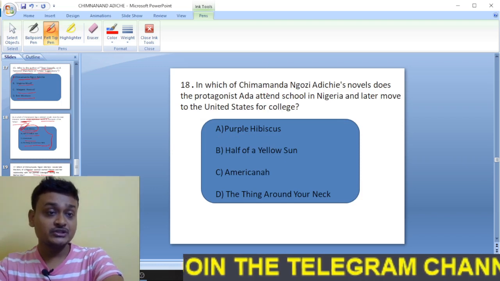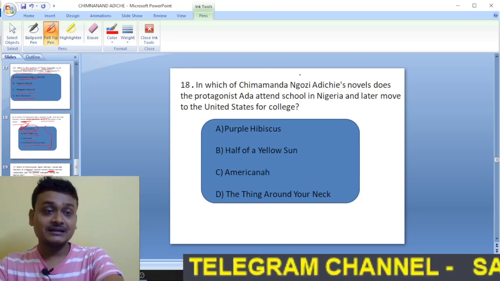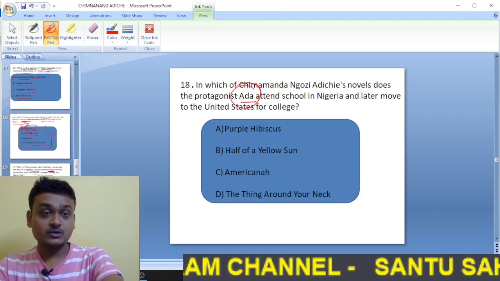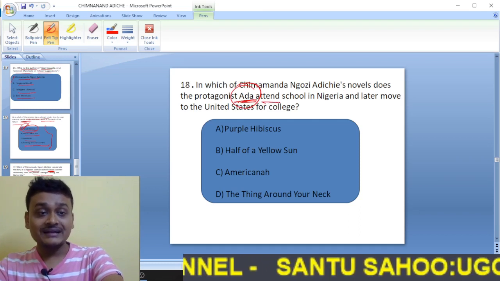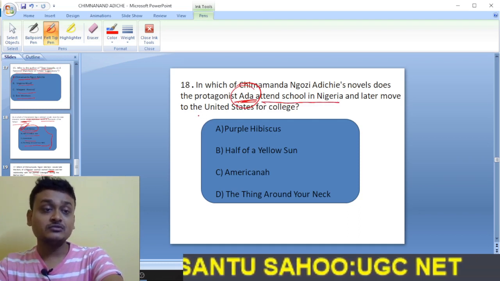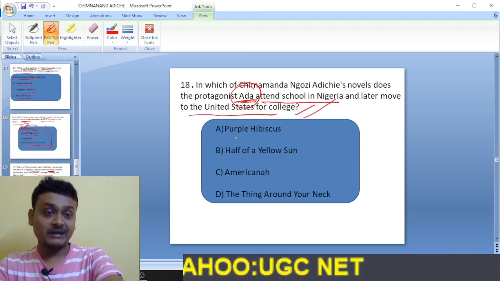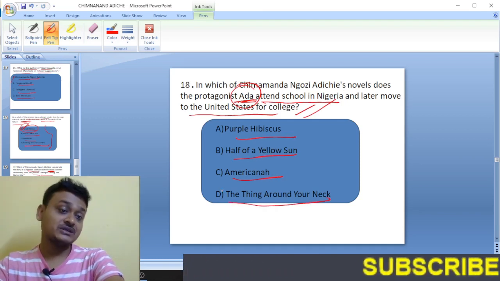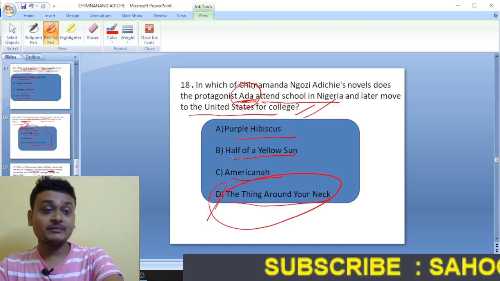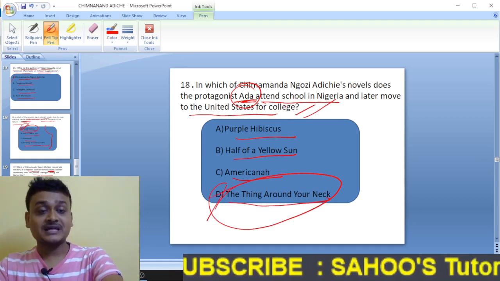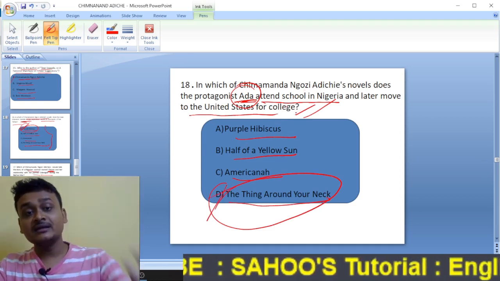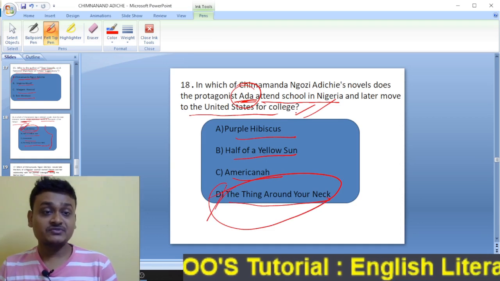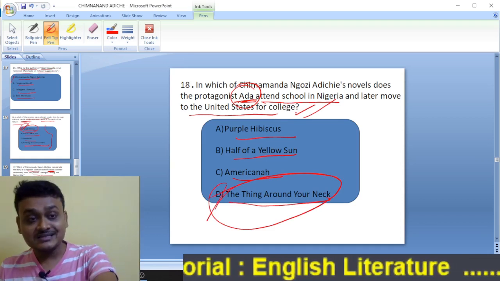Next question: in which of Chimamanda Ngozi Adichie's novels is there a protagonist called Ada, who attends school in Nigeria and later moves to the United States for college? The options are Purple Hibiscus, Half of a Yellow Sun, Americanah, The Thing Around Your Neck. So it is The Thing Around Your Neck, where the protagonist is Ada, who first attends school in Nigeria and then moves to the United States for college. So here B is the right option.